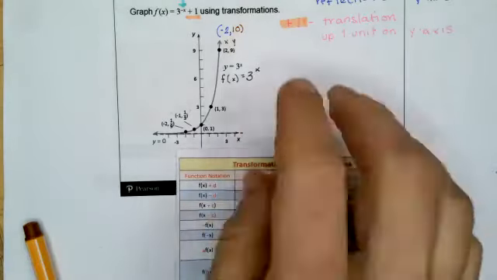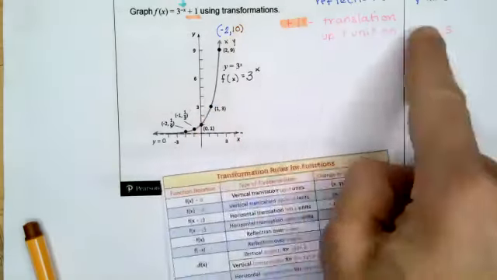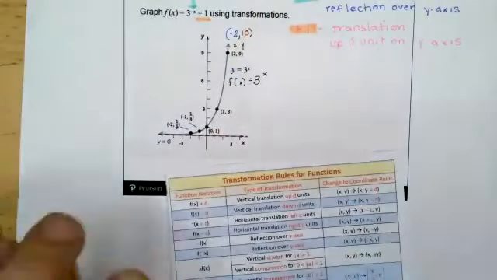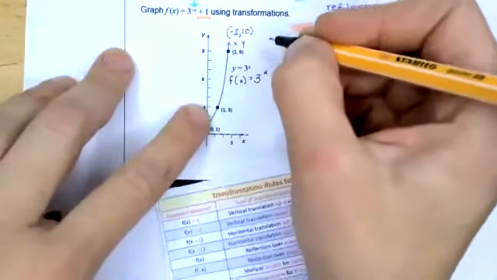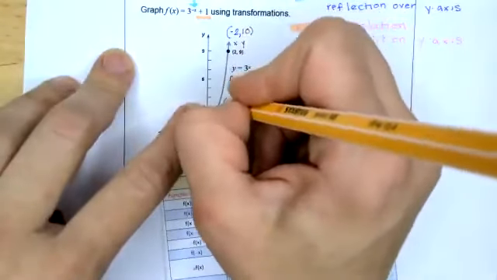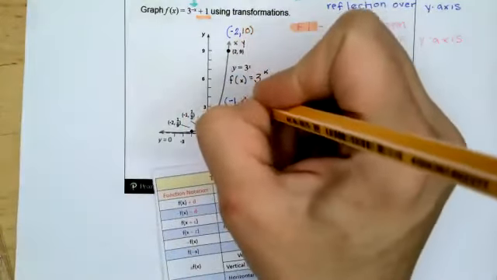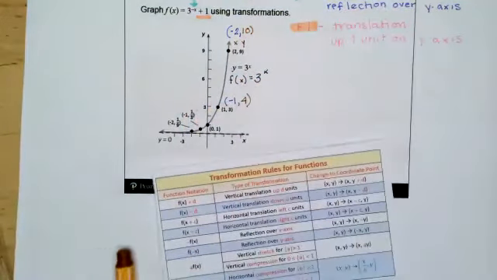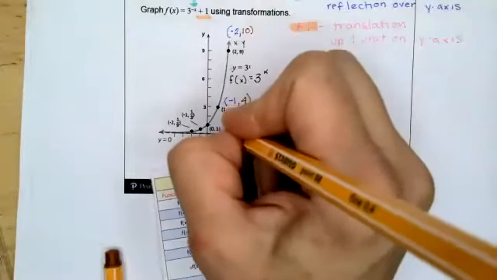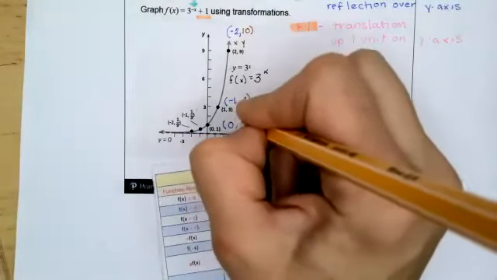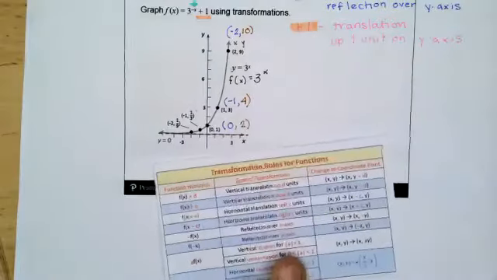right? Or if it's easier, you can just flip it, move it up 1. Or you can go point by point. So 2, 9 becomes -2, 10. 1, 3 becomes -1, right? 3, we add 1, we get 4. 0, 1 remains 0, but 1 becomes 2, right? Because we're adding 1.